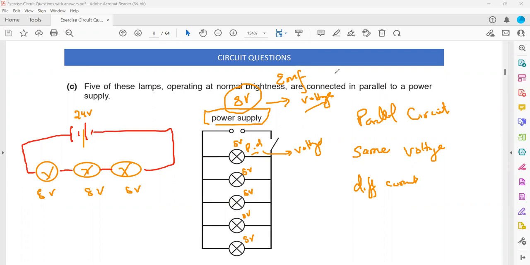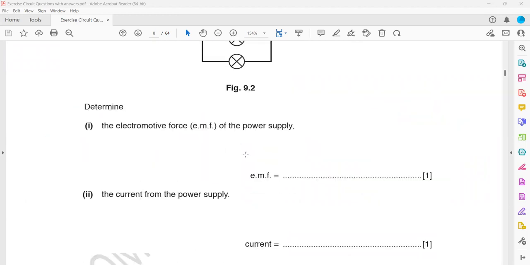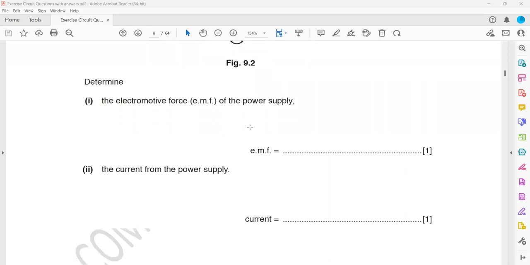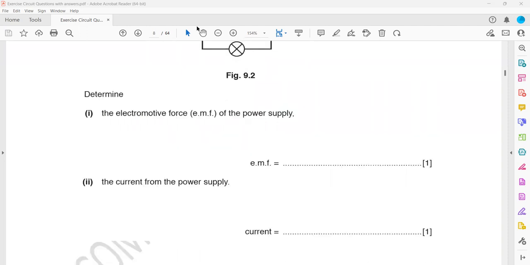So whenever devices or components are in parallel, they will have the same voltage but different current. And if they are in series, the voltage will divide and the current will be the same. So the EMF of the power supply will be 8 here. Without calculation, you can write it. Why? Because they are all in parallel, so they have the same voltage as the supply.